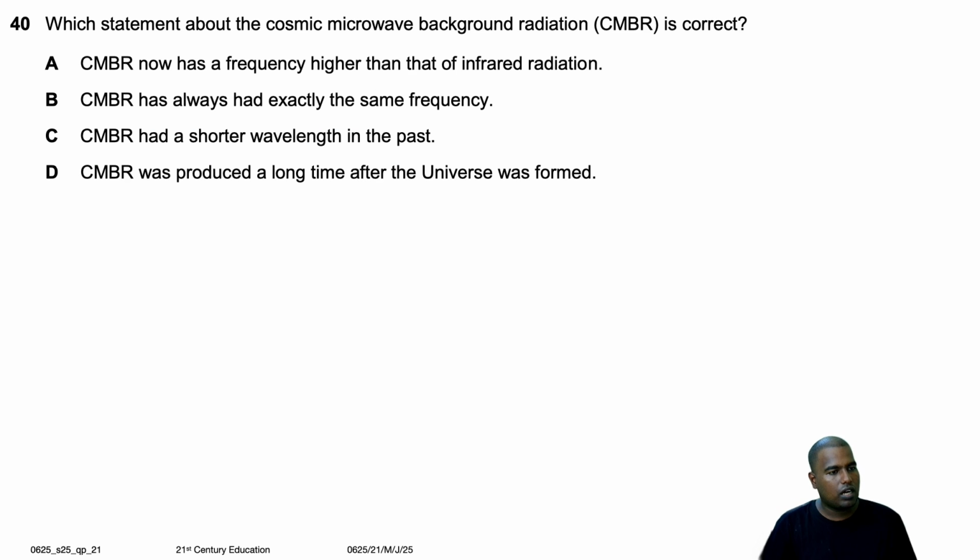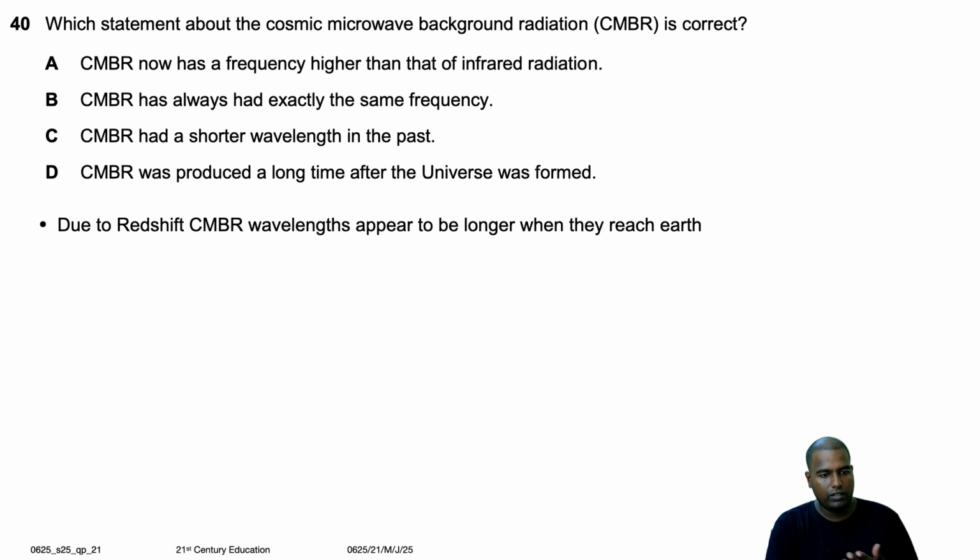Which statement about the cosmic microwave background radiation is correct? The answer is in the previous question. The cosmic microwave background is far away, and the universe is expanding, so the wavelength we observe is longer than the original wavelength. When it reaches us, we observe a longer wavelength. This is due to redshift. So CMBR had a shorter wavelength in the past.